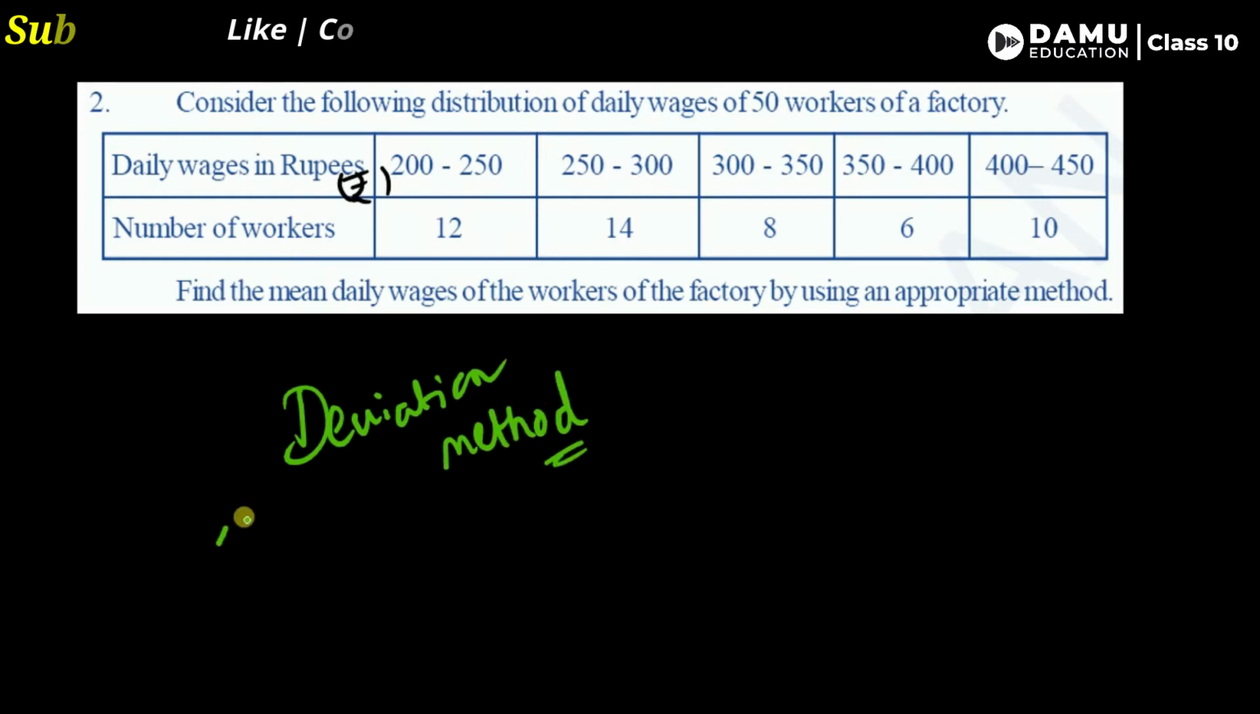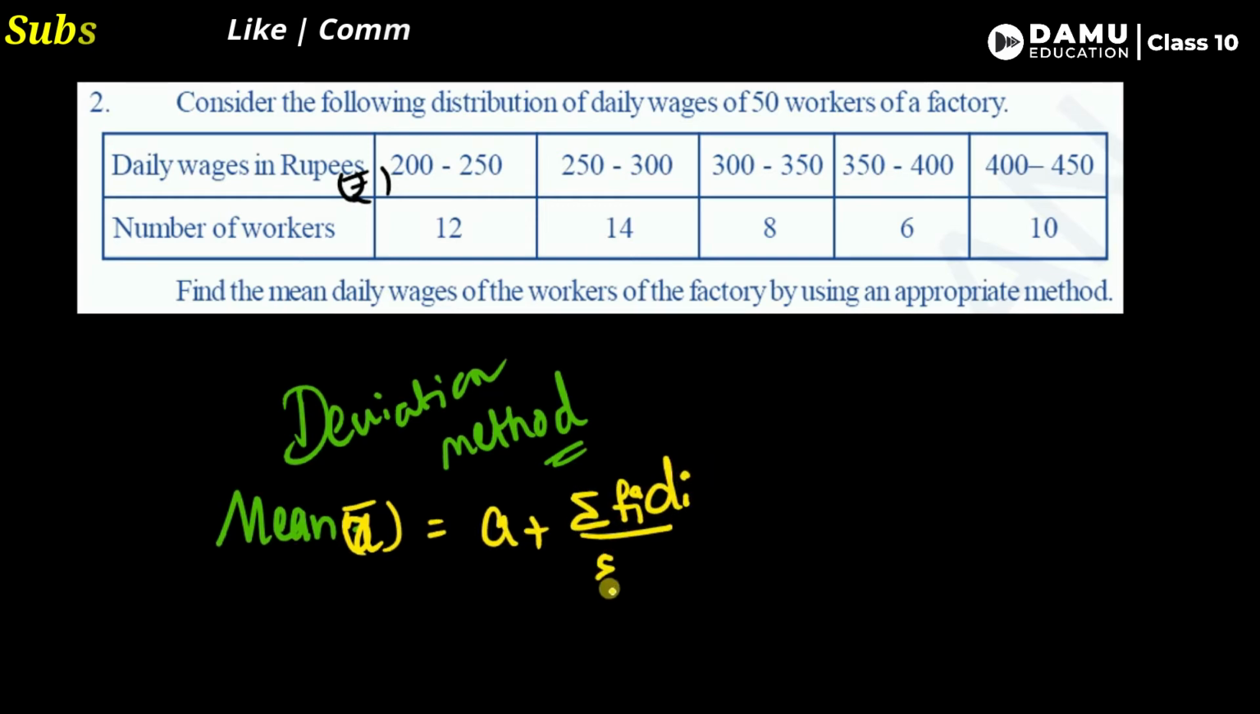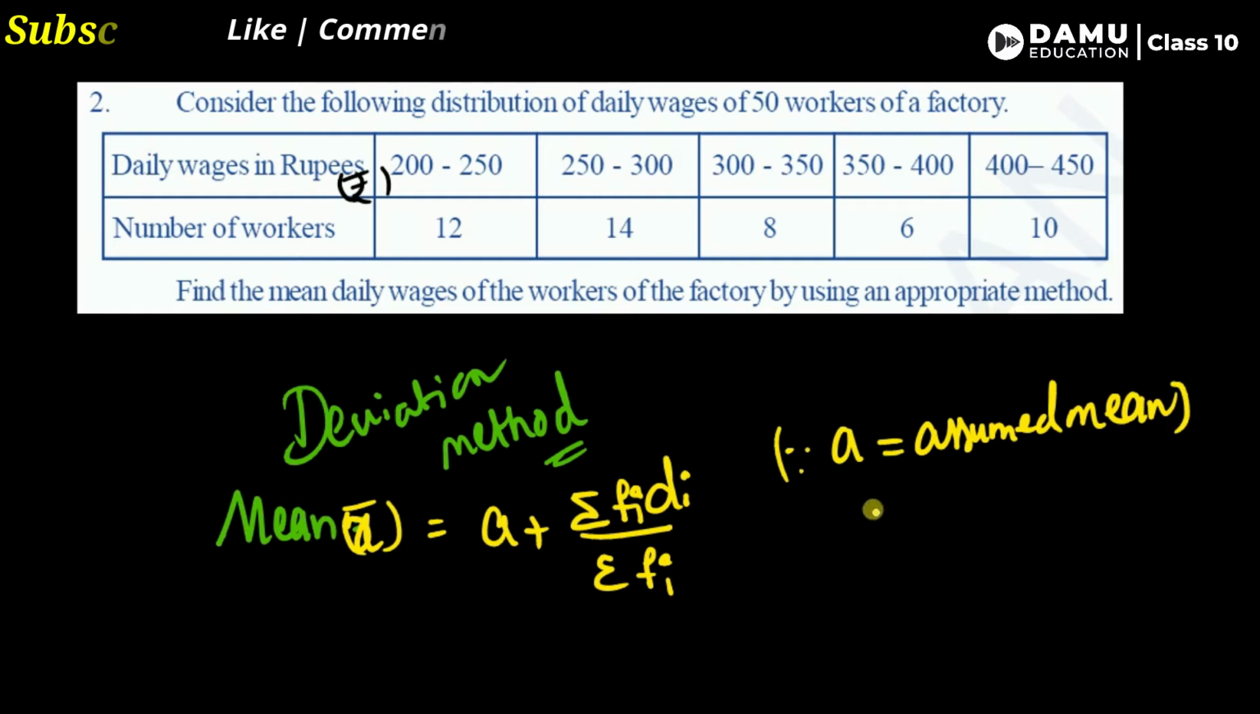So what is the mean in the deviation method? What is the formula for that? The mean x bar will be equal to the assumed mean a plus summation of fi di by summation of fi. Here a is the assumed mean and di is the deviation value for all the intervals.